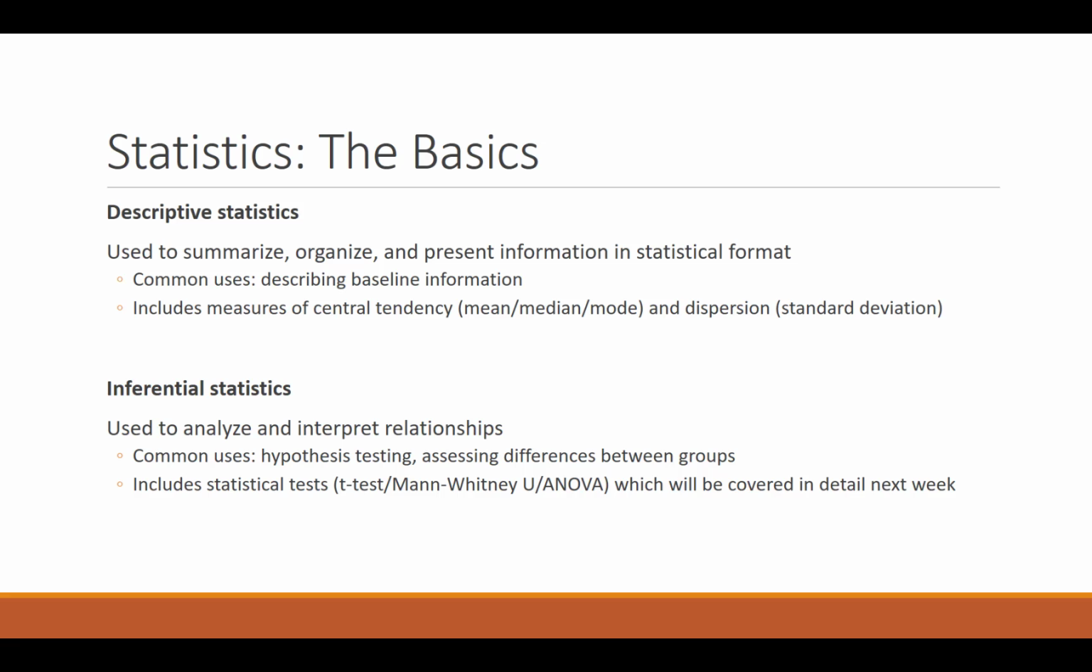Inferential statistics, on the other hand, are used to analyze and interpret relationships. So you can think of these as the tests that we use to assess associations between variables and outcomes. Common uses of inferential statistics would be hypothesis testing, assessing differences between groups, and they include the statistical tests like t-tests, Mann-Whitney U-test, ANOVA tests, which we'll look at in detail next week.